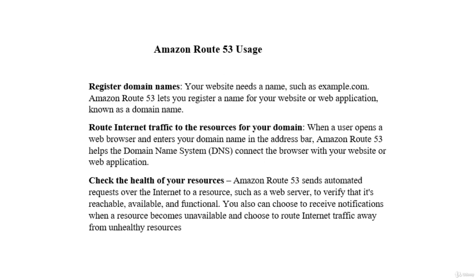The three major usages of Amazon Route 53 are, first, registering domain names. Second, routing internet traffic to the resources for your domain. And third, health checks of your resources. The functioning of Route 53 DNS is a bit different from the one we use on premises, where we use a DNS vendor to register our domains. So now let's discuss what these usages do in AWS.